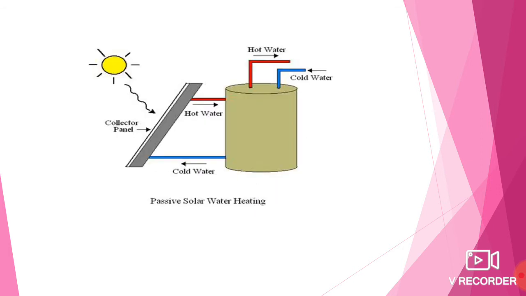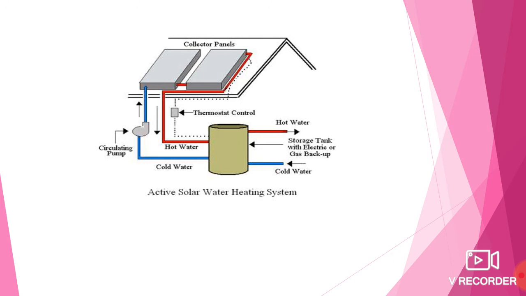So the second type is the passive solar water heating system. We can use some of the conventional methods in order to circulate the particular fluid. Here there will be a solar radiation collector panel, then whatever water is there is circulated.